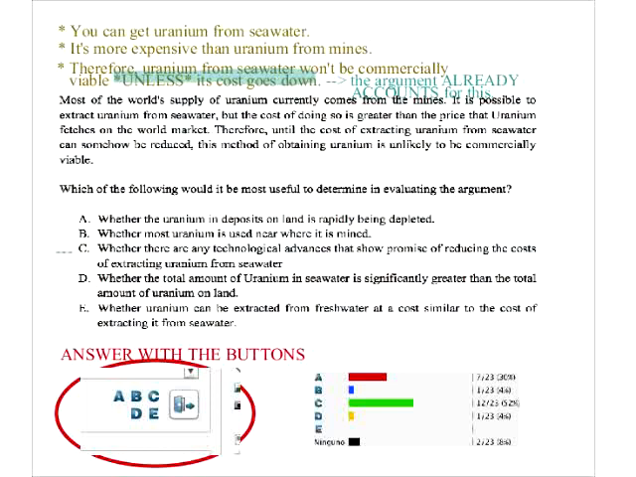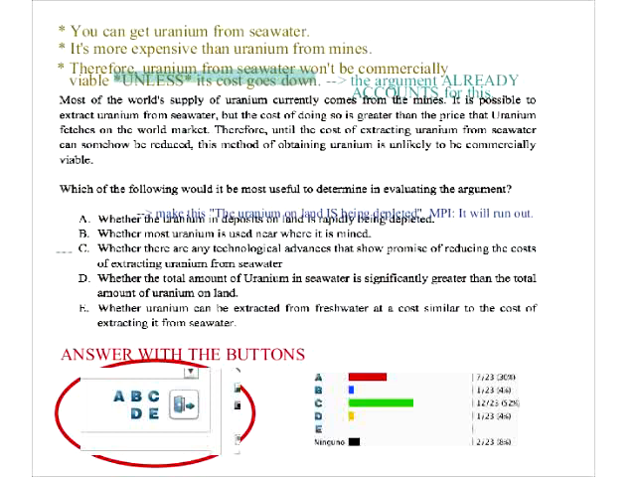Okay, let's talk about choice A. Choice A says whether the uranium on land is already being depleted. So let's make this: the uranium on land is being depleted. The most probable interpretation of that is that it will run out. Because something is rapidly being used up, that means it's going to all be used up. So, most probable interpretation, it's going to all be gone.